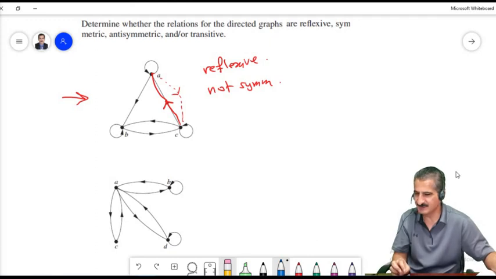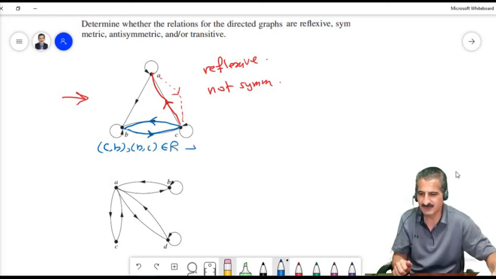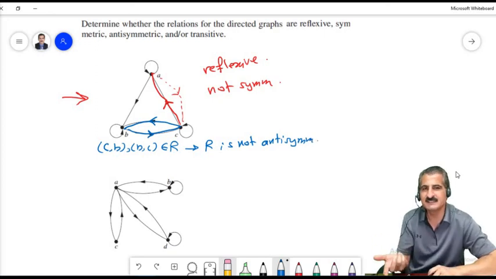Antisymmetric? Notice here, C is going to B, so I have CB in the relation, and B is going back to C, so I have BC in the relation. So I have that, but B is not equal to C. So this causes the relation R to be not antisymmetric. Correct? B and C, C and B are related to each other, but they are not equal.